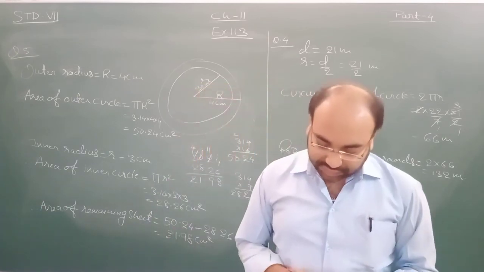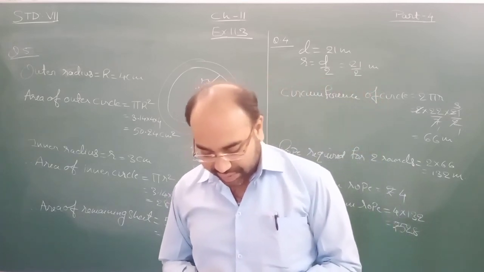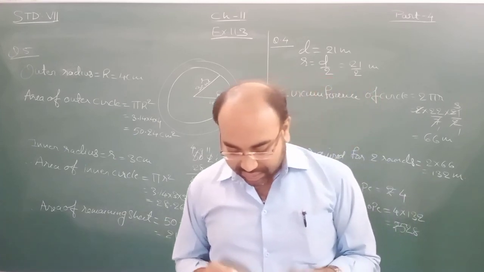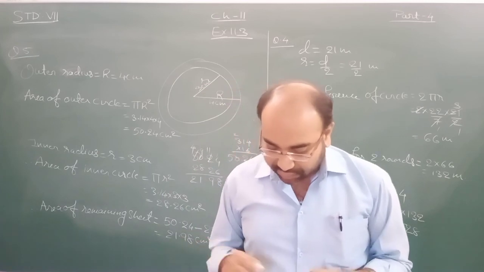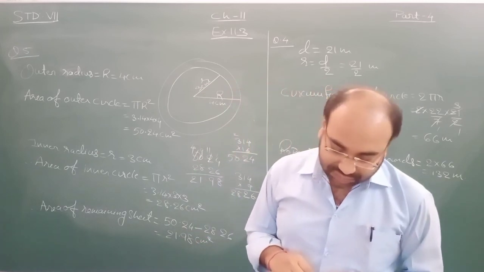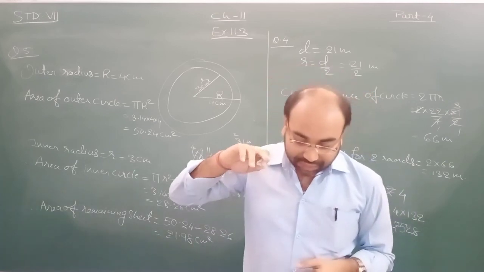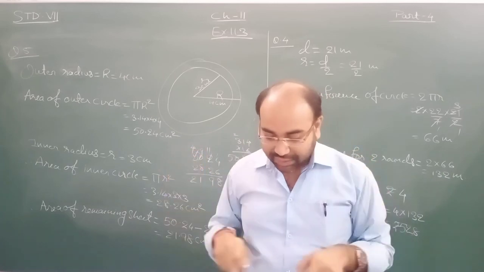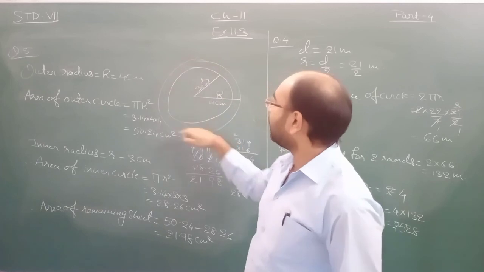Now question number 6, that Saima wants to put a lace on the edge of a circular table of diameter 1.5 meter. Find the length of the lace required and also find the cost if 1 meter of lace costs rupees 15. Now see, what does Saima have to do? She has to put lace. Where? On the edge of the circular table.